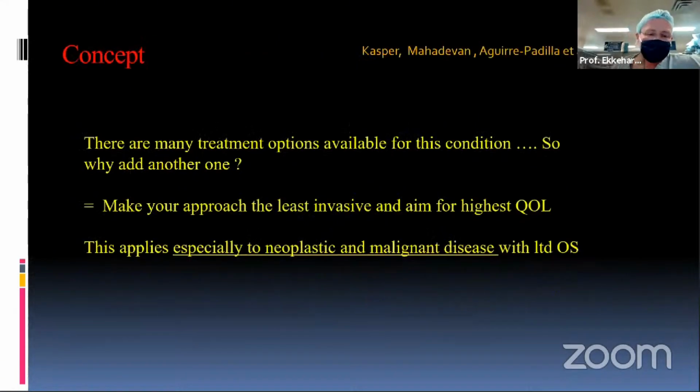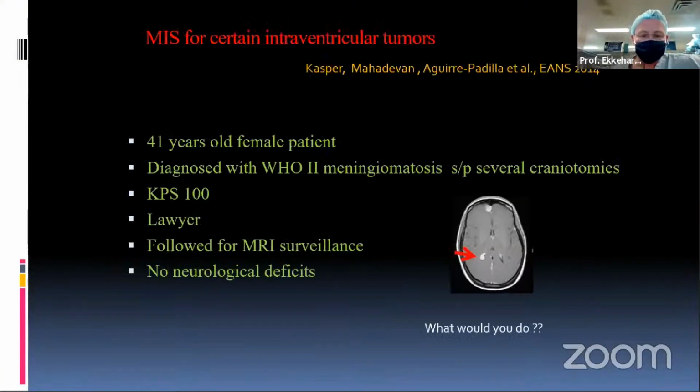So what I want to propose is you can make your approach the least invasive and either do endoscopy, as Henry has shown, or you can do stereotactic intervention and aim for the highest quality of life with the most minimal invasive procedure, which I think is very helpful, especially in neoplastic and malignant disease. So this is my example because I thought it would never come to a surgical intervention.